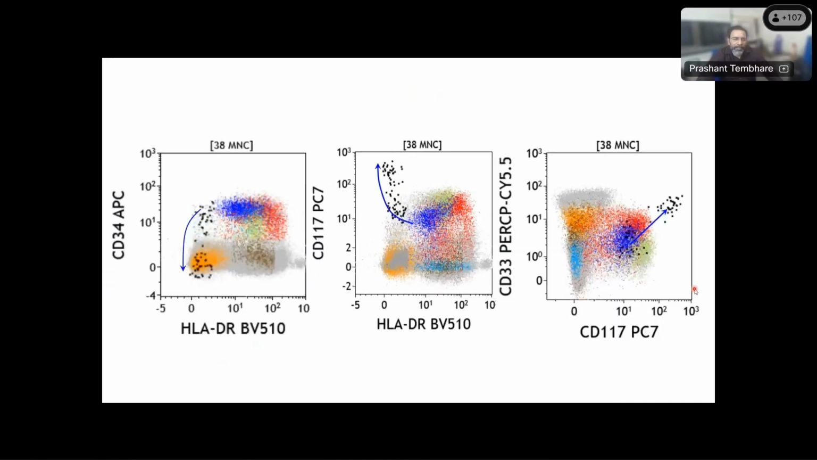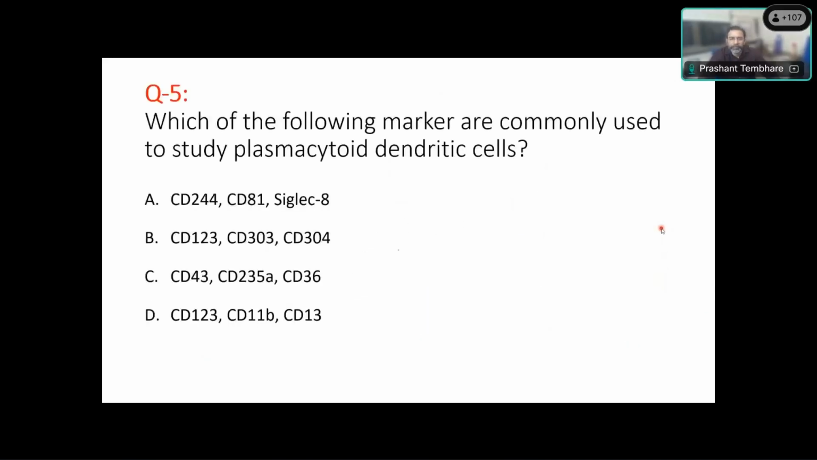Now mast cell, as I mentioned, shows overexpression of 117 and down regulation of HLA-DR. So you can see the mast cell typically shows 117 expression and loss of HLA-DR. So these are your mast cells. They also express 33 nicely and 117 strong. So 117 is usually very strong in mast cells.